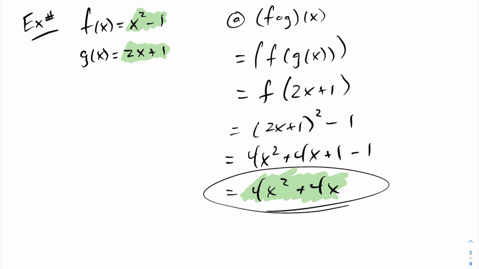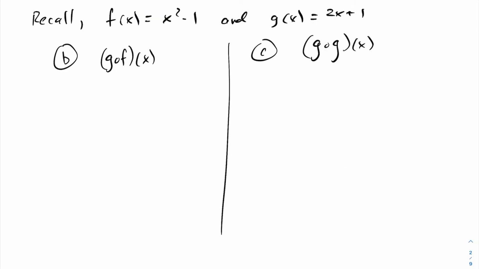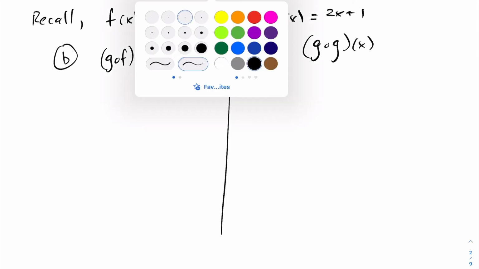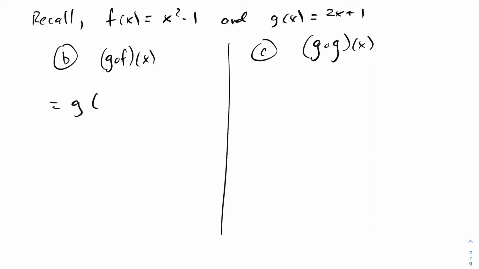Let's take a look at another example. All right, take a look at our next function here. This time we want to calculate g composite f at x. Well, by definition, this is going to equal g acting on f at x. And recall here we have f at x is x squared minus 1. So there this becomes g acting on x squared minus 1.